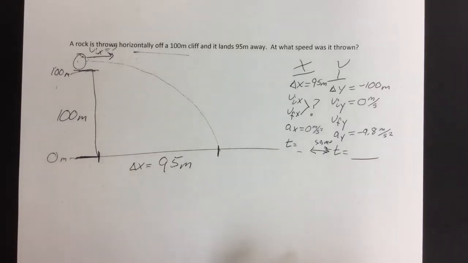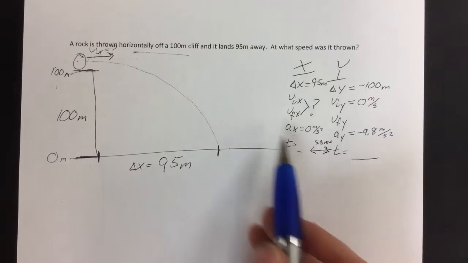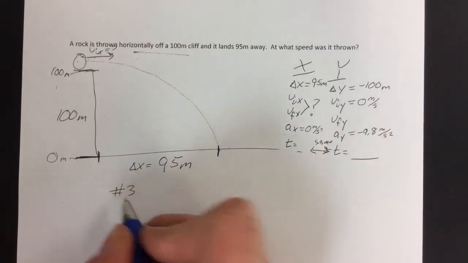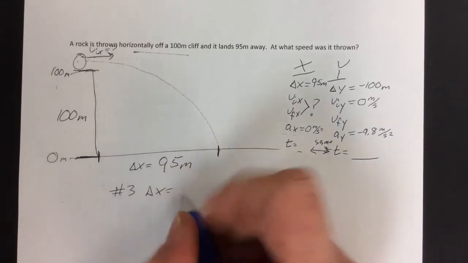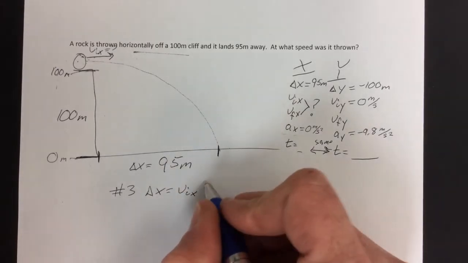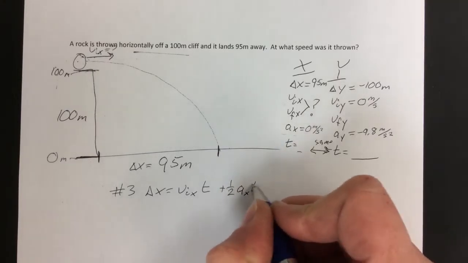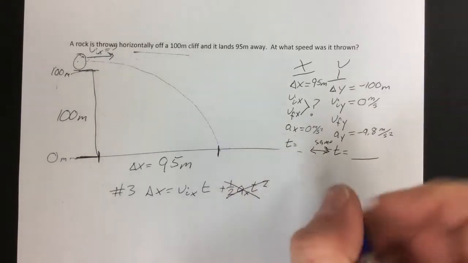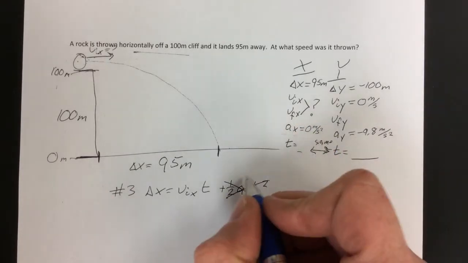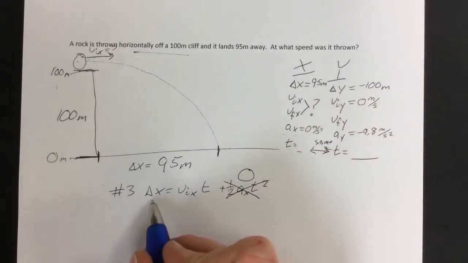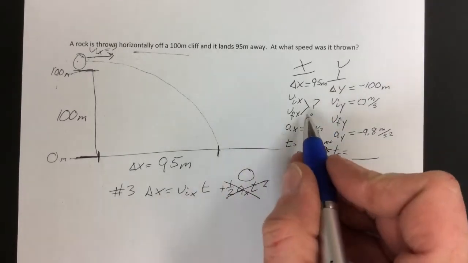Now, we're trying to solve for velocity in the x. If we have enough information, we could go and solve that directly. Remember, if you see an acceleration that's equal to 0 in the x direction, equation number 3 will be your friend. So delta x is equal to v_ix times t plus 1/2 a_x t squared. Since the acceleration in the x direction is 0, this whole term cancels out. And we're left with 95 is equal to v, which is what we're solving for, times t.